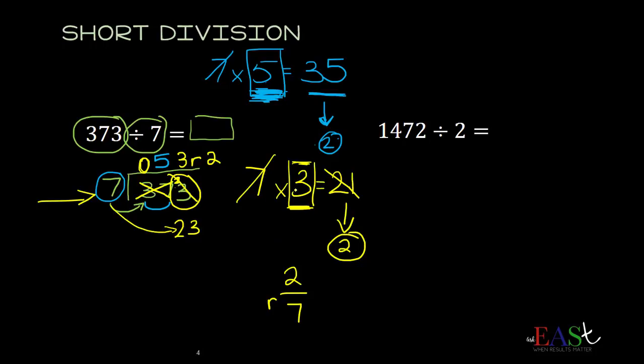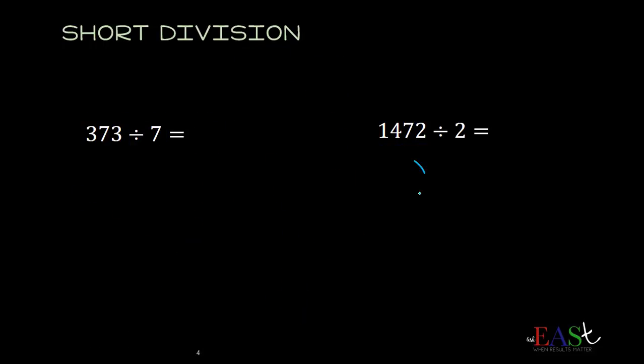So take a look at what I've done, make sure you understand it, and then try and do it with this one by yourself. I want you to pause it and I want you to work this out on paper. Once you're finished, unpause and take a look at what I've done. So going with the dividend in the house, I'm going to put 1,472 inside the house. The divisor is the 2, which goes outside. Now we're looking for half of this number.